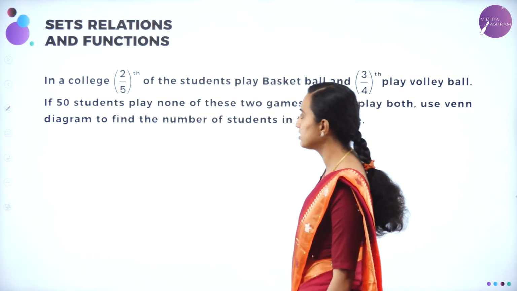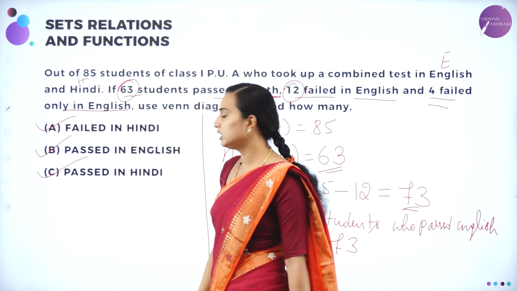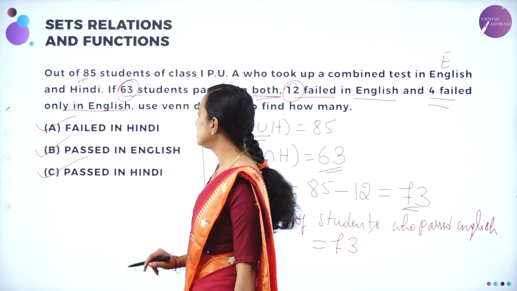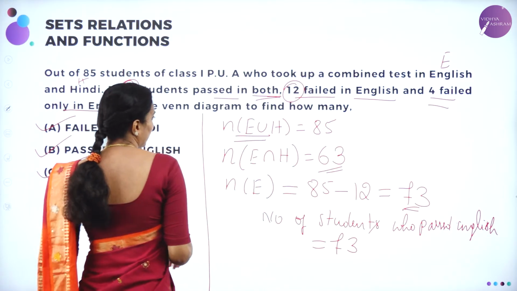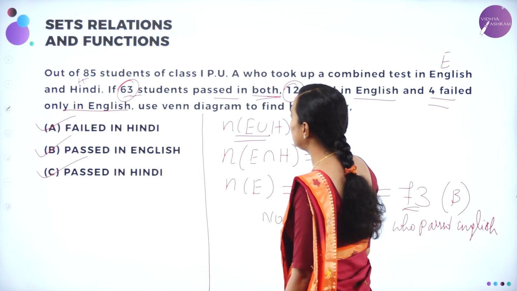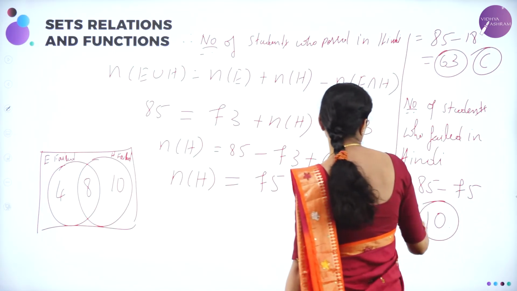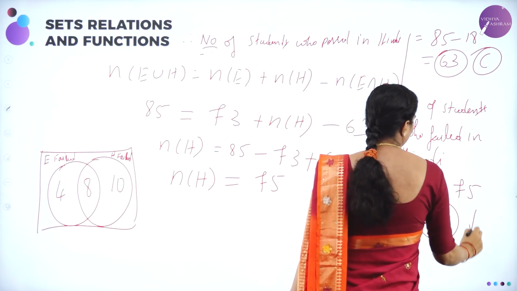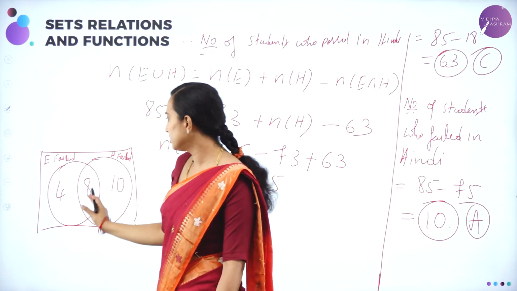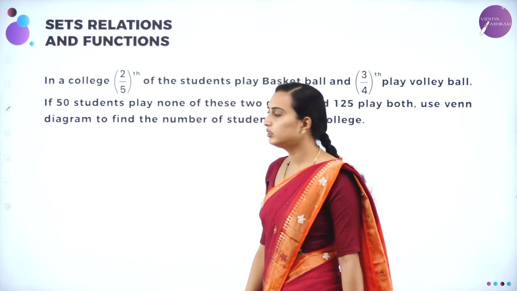So the answer for this one will be, who passed in Hindi will be 63. So failed in Hindi will be 10. Passed in English will be 73. Okay. This is the answer for B. And then who passed in Hindi will be this one, C. And then who failed in Hindi will be this one, A. Okay. That is your answer. Got that one? And this is how the Venn diagram will go. Okay. Next we'll be moving on to the question.